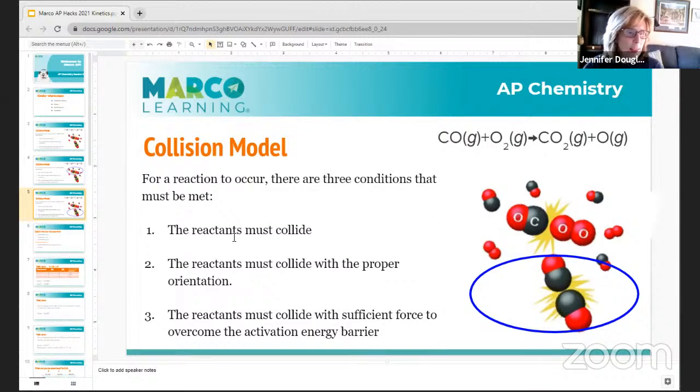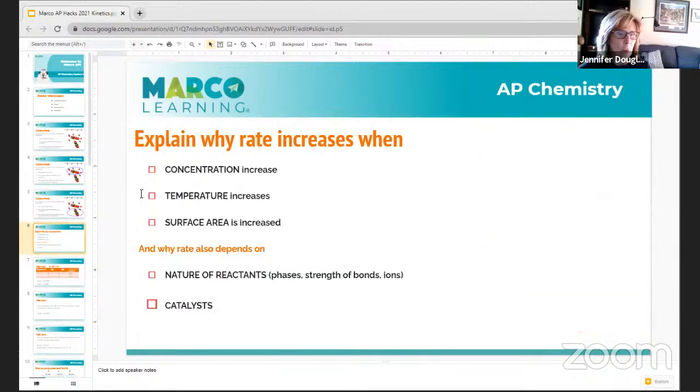So anything that you can do that will make the reactants collide more often, or in the proper orientation, or with more energy, will increase the reaction rate. And that's usually where the questions will come from. So they'll say, why does the reaction rate increase when you increase the concentration? And they want this answer to go in terms of collision theory.